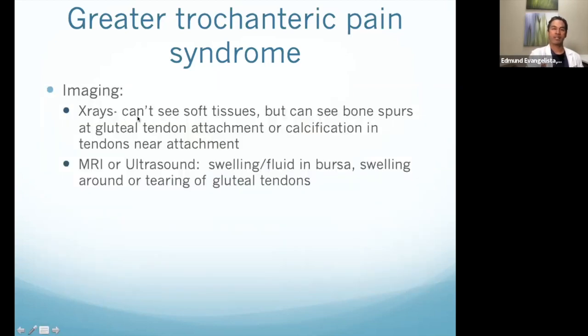Imaging: x-rays don't really help us too much with this pain syndrome. However, we can see bone spurs at the greater trochanter where the gluteal tendons attach, suggesting chronic tendonitis or tendinopathy. Calcifications in the tendon or the attachment can be seen, but we really see best with MRI or ultrasound. Both of these will show fluid or swelling in the bursa, so if there's actually a true bursitis, we can see it on both MRI and ultrasound, and we can see any pathology of the gluteal tendons themselves. You can see if there are any tears of the tendon, or inflammation around the tendons, on both MRI or ultrasound.